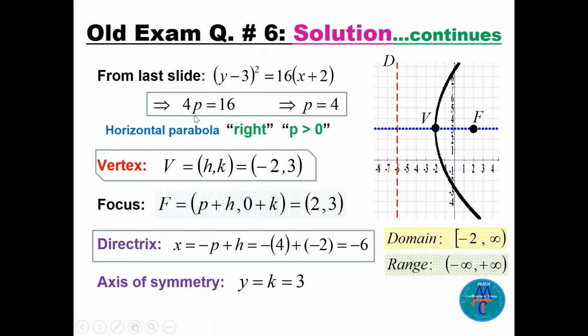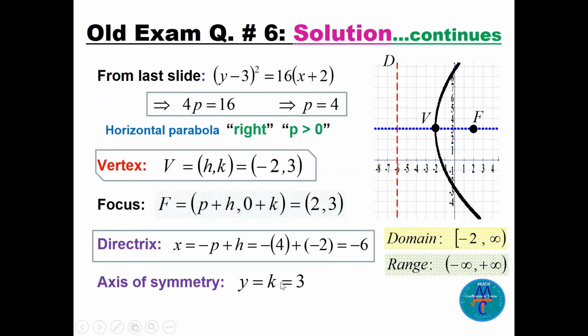So when you compare it, you get 4p is equal to 16. So p will be 4, which is positive, opens to the right. The vertex is h and k, which is minus 2 and 3. This is the vertex. You can find the focus, p plus h, 0 plus k. It will be 2, 3. And the directrix will be x equals minus 6.